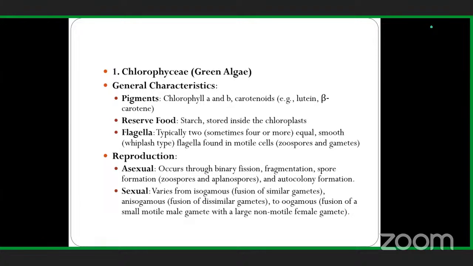Next, if we come to sexual reproduction, it varies from isogamous, that is fusion of similar gametes, to anisogamous, fusion of dissimilar gametes, to oogamous, which means fusion of a small motile male gamete with a large, non-motile female gamete. So in sexual reproduction, you can see all 3 kinds: isogamous, anisogamous, and oogamous.